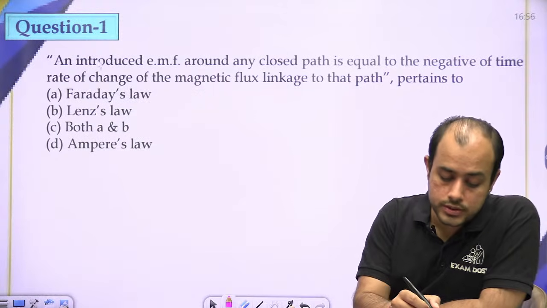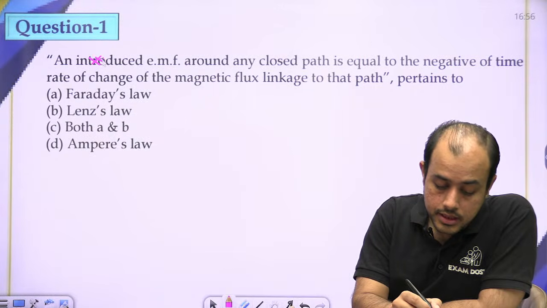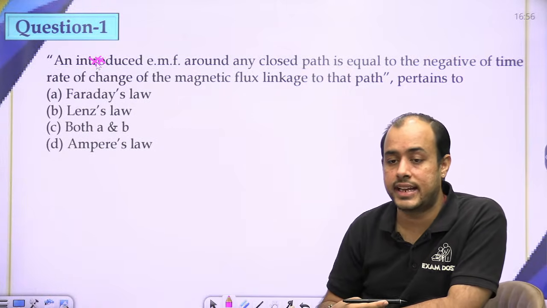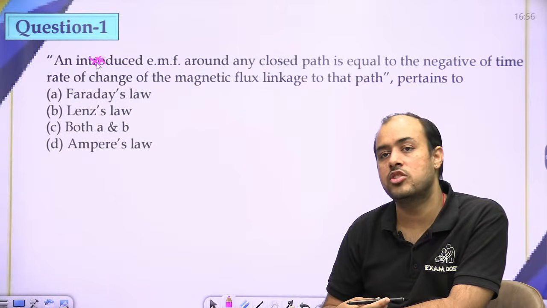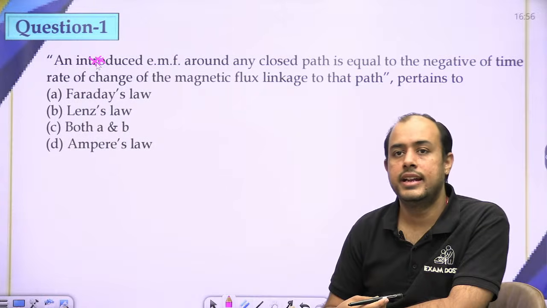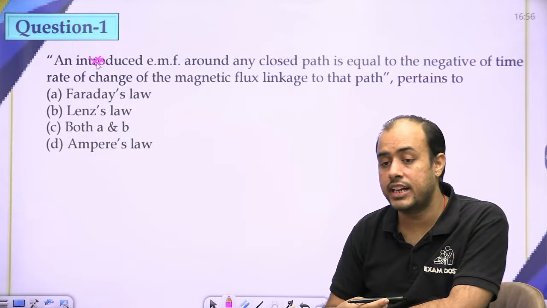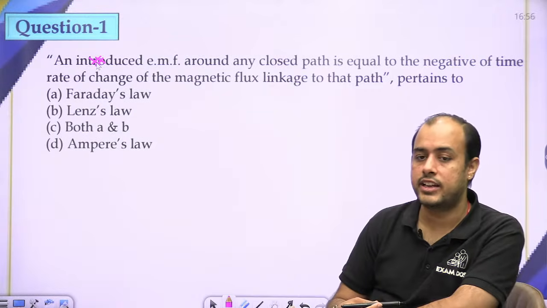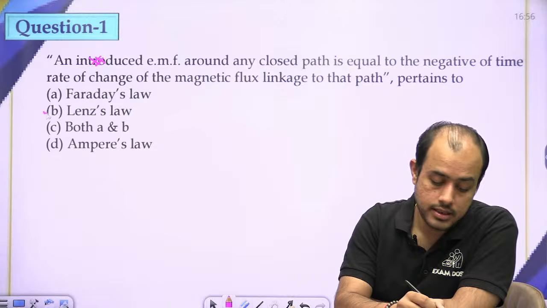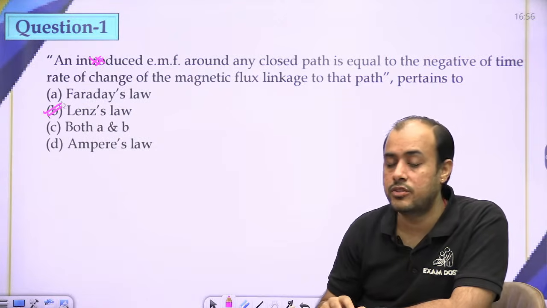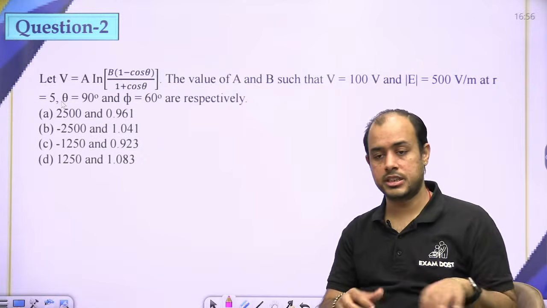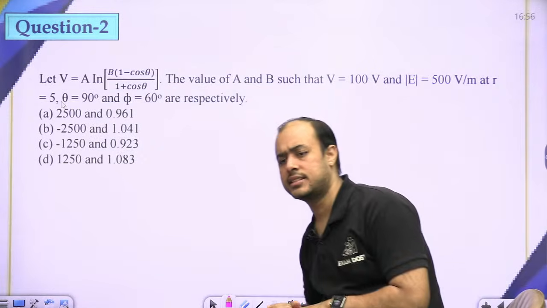An induced EMF around a closed path is equal to the negative of the time rate of change of magnetic flux. It is the statement of... induced EMF is the negative of the time rate of change of magnetic flux. Whose statement is this, son? Lenz law. The minus sign was introduced by Lenz law. Come on, try this and tell me. This is an electrostatics question, but make it.